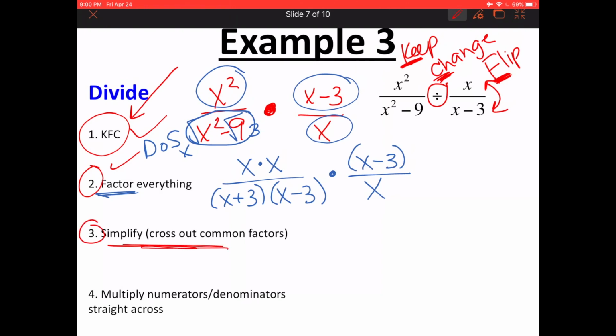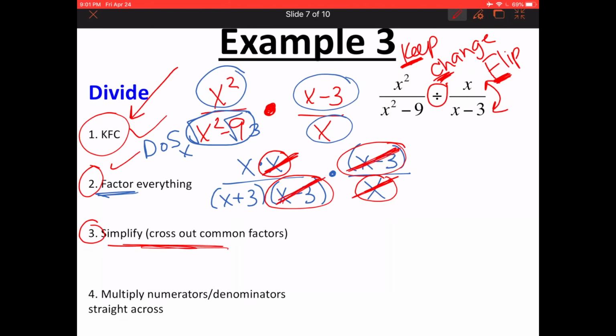Simplify, cross out common factors. Again, if there's a partner on the top and a partner on the bottom, we can cross them out. So there's an x on top, x on bottom, we can cross them out. It doesn't matter what side of the fraction it's on. Then there's an x minus 3 here, an x minus 3 there. We can cross those out.